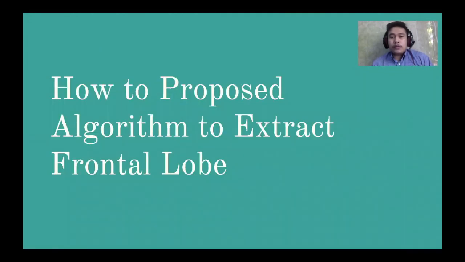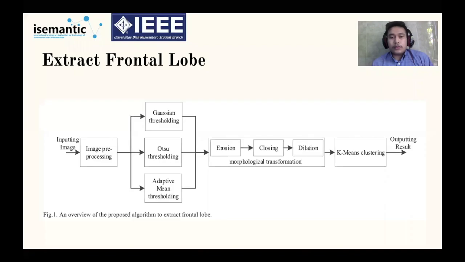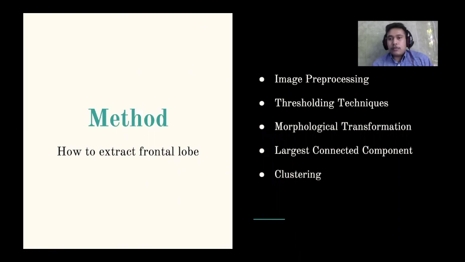How do we propose an algorithm to extract the frontal lobe? This algorithm consists of image preprocessing and then a threshold. There are three types: Gaussian, Otsu, and adaptive mean. Then we move on to morphological transformation. There are three types: erosion, closing, and dilation. Then we cluster the image into objects using k-means. This method consists of image preprocessing, threshold techniques, morphological transformation, largest connected component, and clustering.